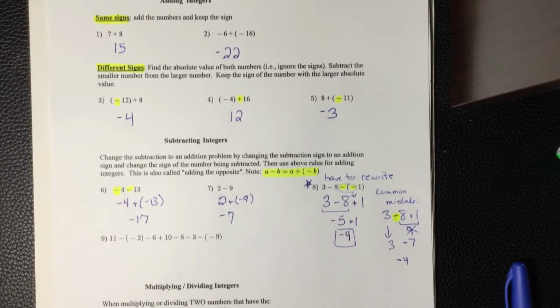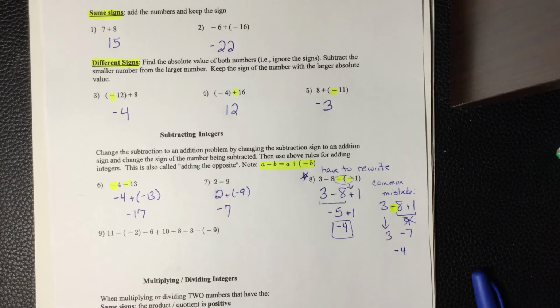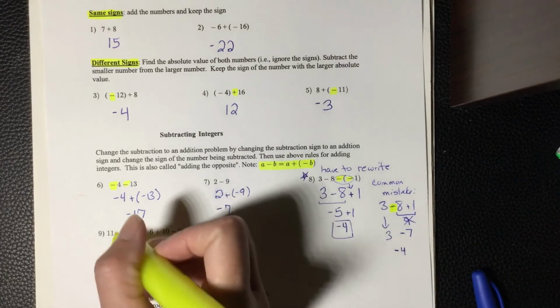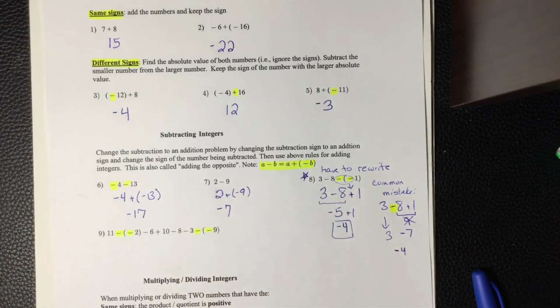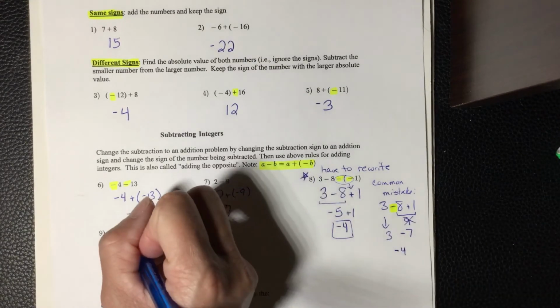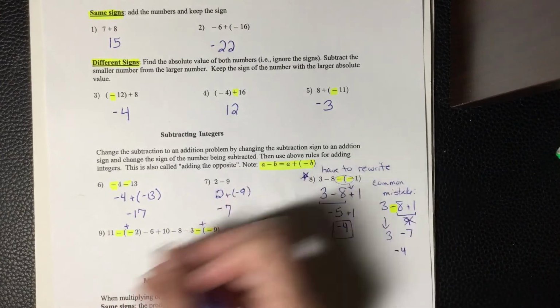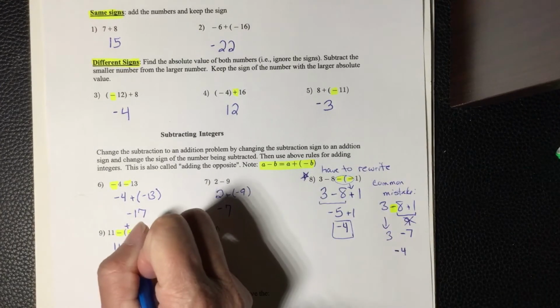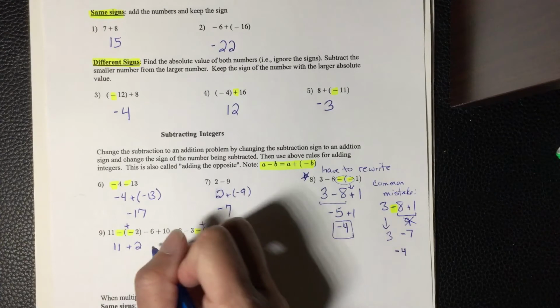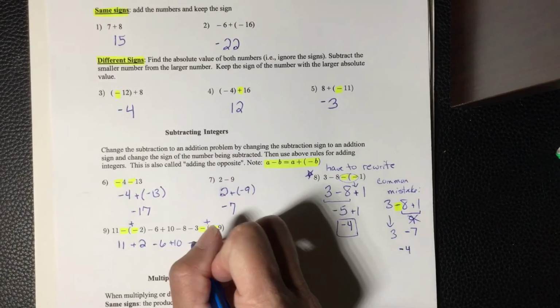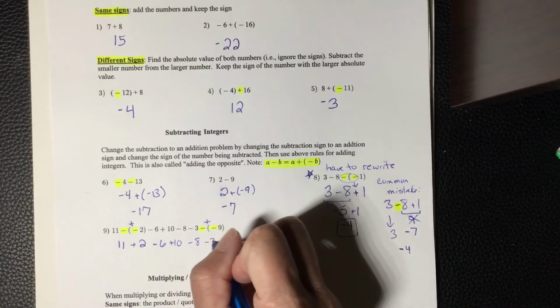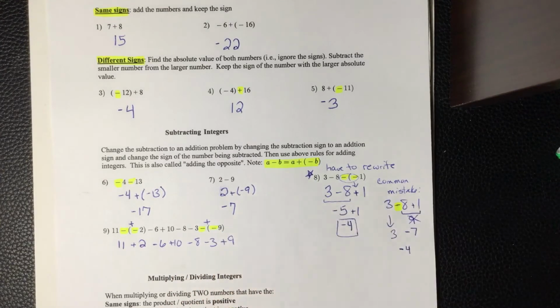So let's look at one where we have a whole bunch of numbers. Where I want to do my rewrite is anywhere I see minus a negative. I see one there and I see one there. I have got to do a rewrite of that first before I do anything else. So that's going to become 11 plus 2 minus 6 plus 10 minus 8 minus 3 plus 9.